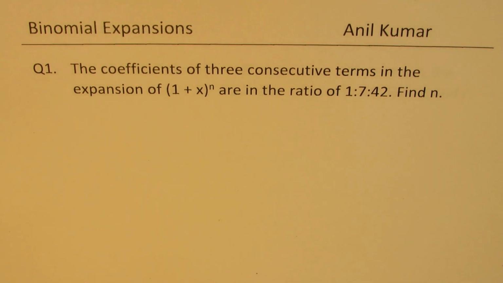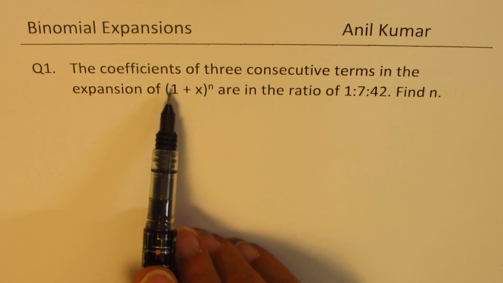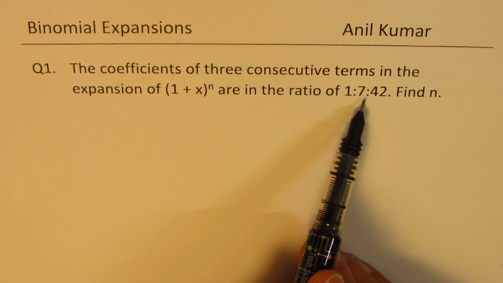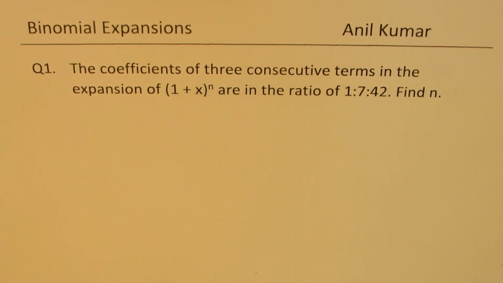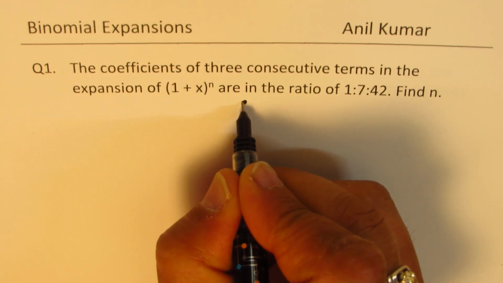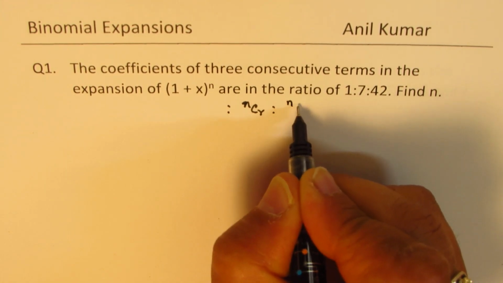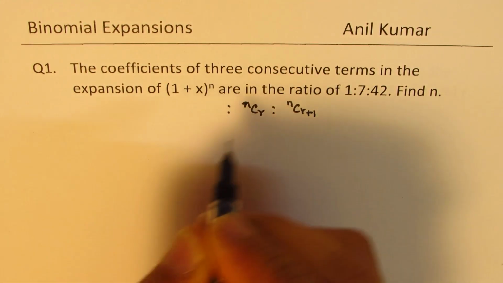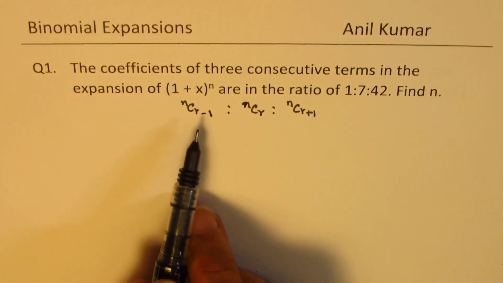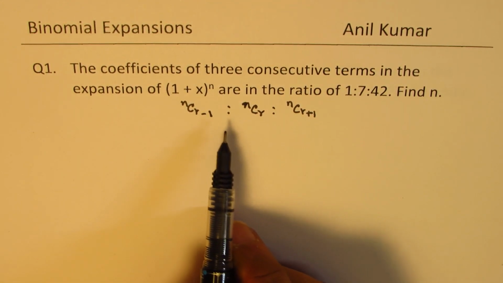Okay. So question number 1 is, the coefficients of 3 consecutive terms in the expansion of (1 plus x) to the power of n are in the ratio of 1:7:42. Find n. So let's say that the 3 terms are nCr, a term after this, nCr+1, and the term before this, nCr-1. We are saying that their ratio is 1:7:42.